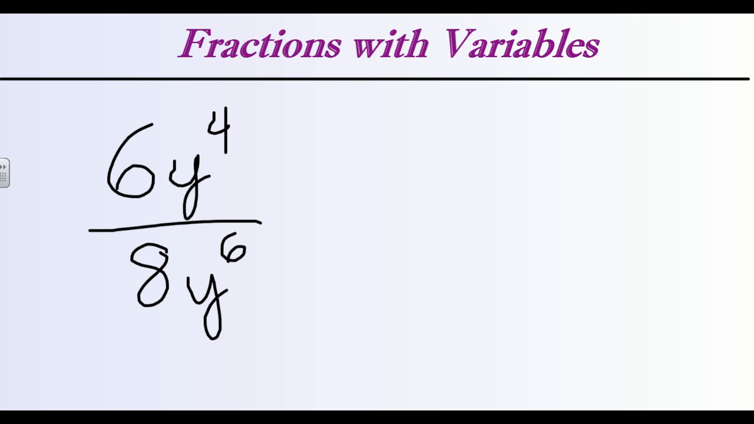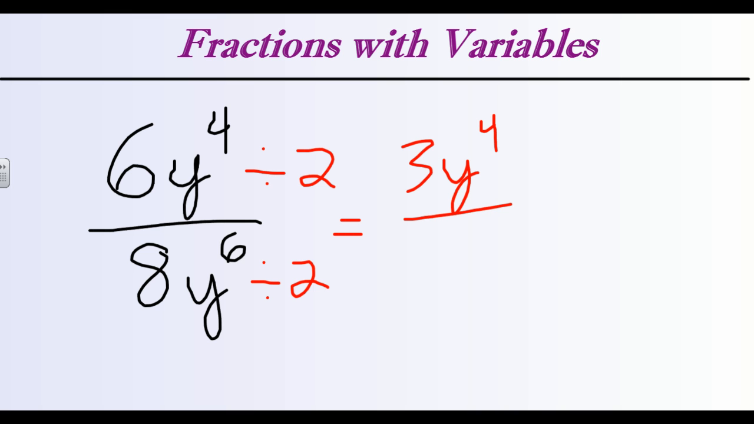So here we have 2 things we can cancel. We have the variables and the numbers. Let's start with the numbers, because that's the thing that's most familiar to us. Between a 6 and an 8, we can simplify by 2, which gives us 3, and then the y to the 4th is still there. 8 divided by 2 is 4, and then the y to the 6th is still there too. So the numbers now are canceled.